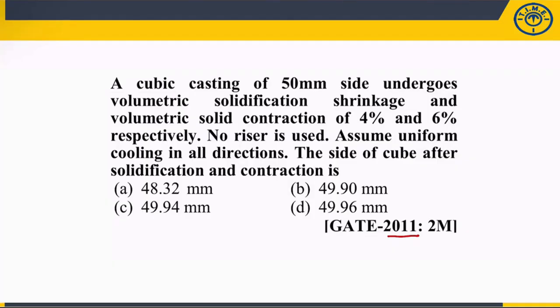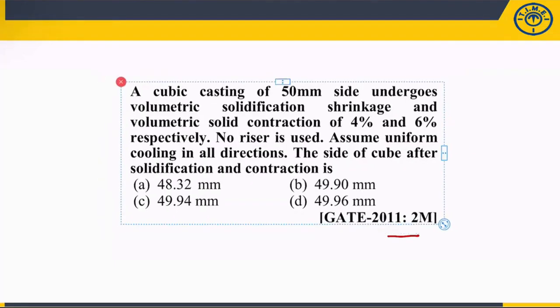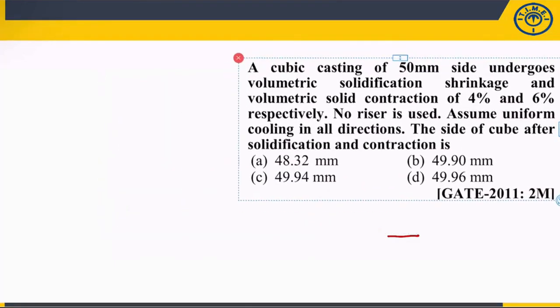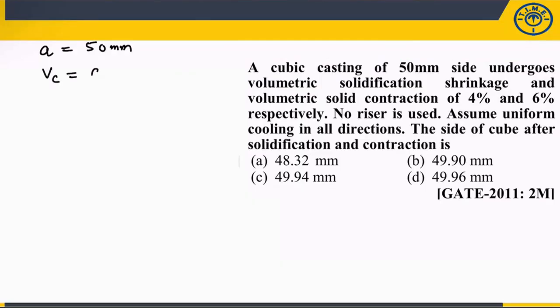Now, what is the question? A cubic casting. So you have a cube whose size is 50. So can I say the side of the cube is 50? The volume of cavity, can I say, is a cube, that is nothing but 50 to the power of 3, which is 125,000 in millimeter cube. Fine. Now, how much solidification shrinkage is happening? 4%. So 4% of shrinkage is happening.